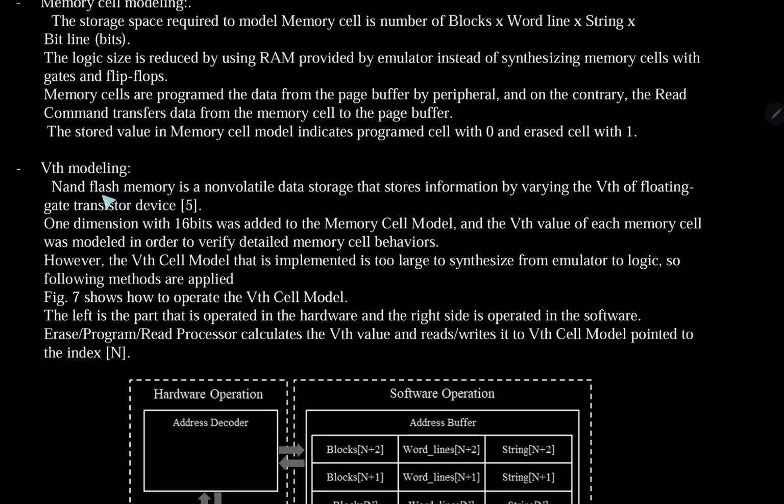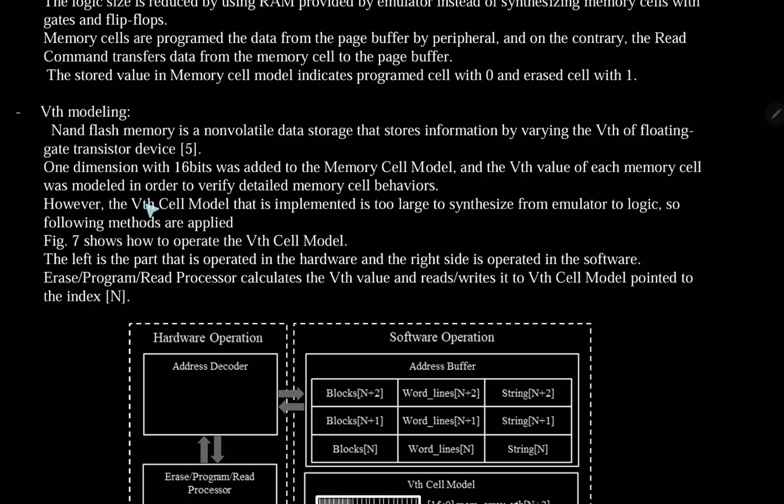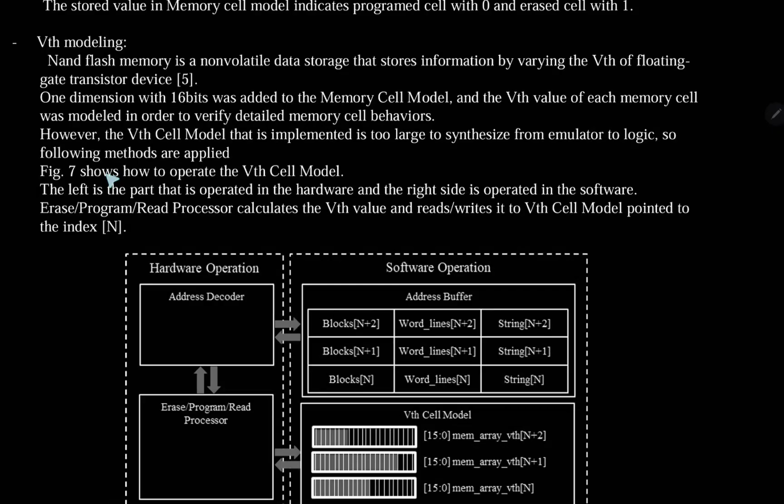V-threshold modeling. NAND flash memory is non-volatile data storage that stores information by verifying the V-threshold of the floating gate transistor device. One dimension with 16 bits was added to the memory cell model, and the V-threshold value of each memory cell was modeled in order to verify detailed memory cell behaviors. However, the V-threshold cell model as implemented is too large to synthesize from the emulator to logic, so the following methods are applied. Figure 7 shows how to operate the V-threshold cell models.